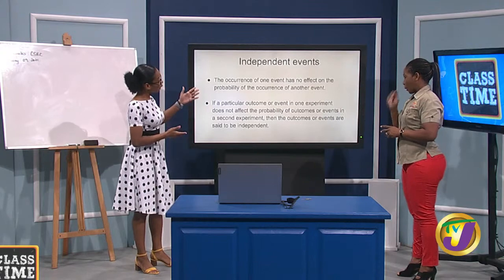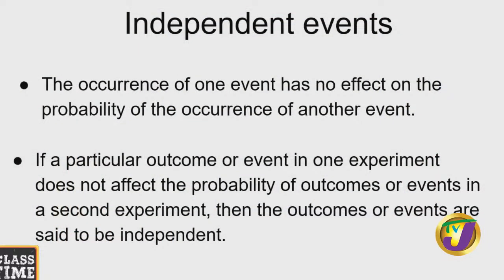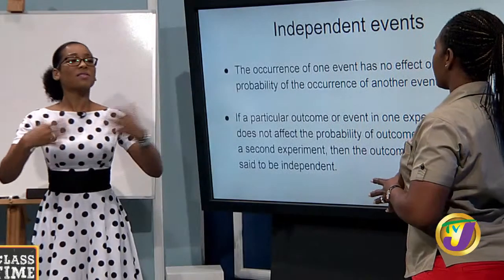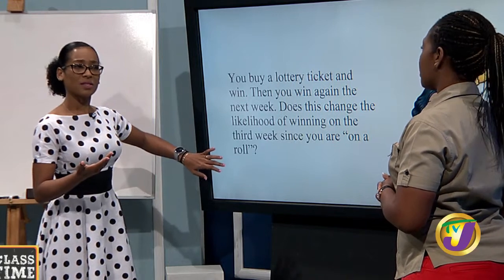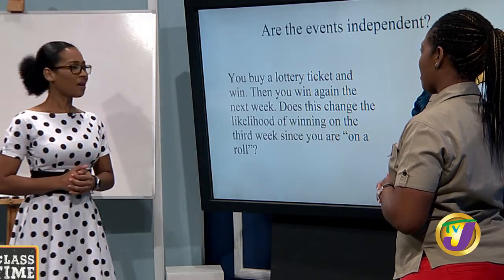And for those of us who weren't quite sure what we were sharing earlier, if a particular outcome or event in one experiment does not affect the probability of outcomes or events in a second experiment, then the outcomes or events are said to be independent. So event 2, the second event, is not affected by the first event. Good. We're going to take a look at some activities to see if they're independent or not.